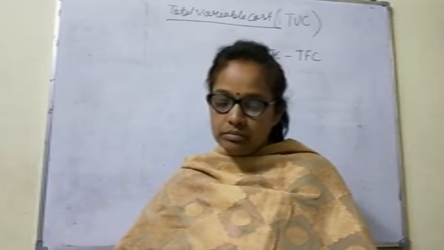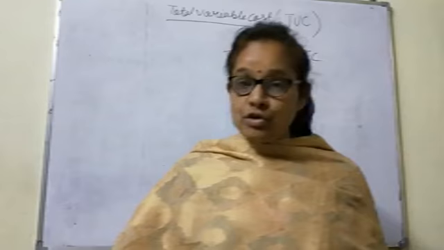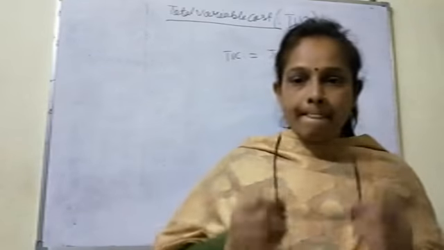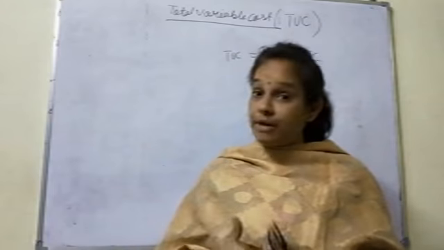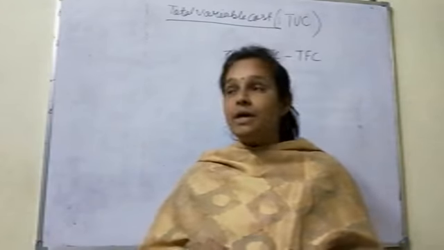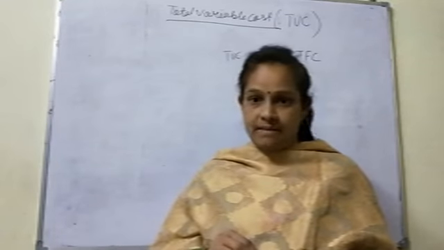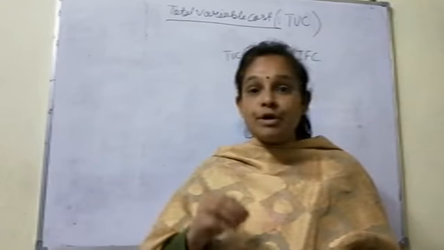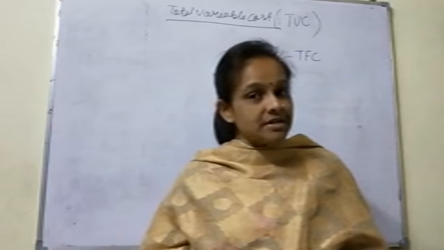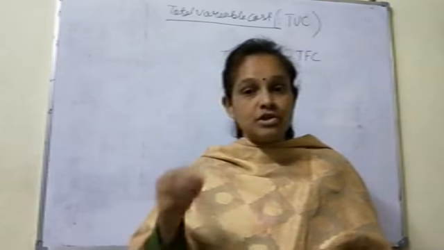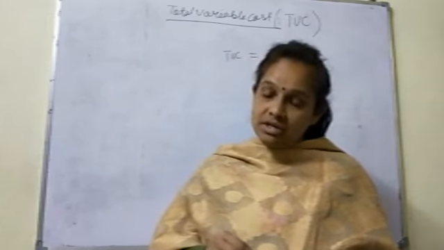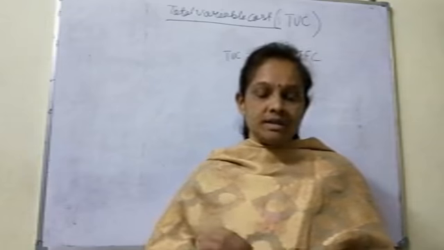Okay, now, as you know that total variable cost keeps on increasing, because what I told you is that total fixed cost remains the same, because the producer cannot change the fixed factor in the short run. What does the producer change in the short run?